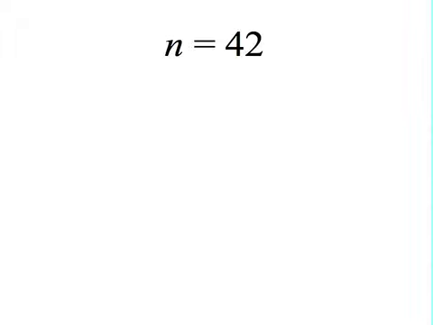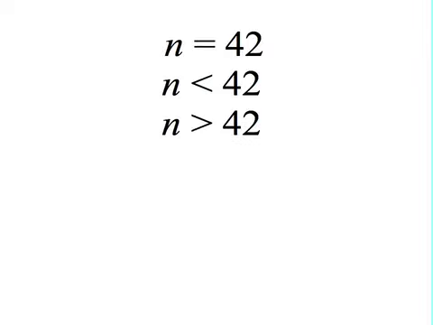This is an equation. N is equal to 42. And this is called an inequality. N is less than 42. They're both mathematical sentences. Here's another inequality. N is greater than 42. And yet another. N is less than or equal to 42.